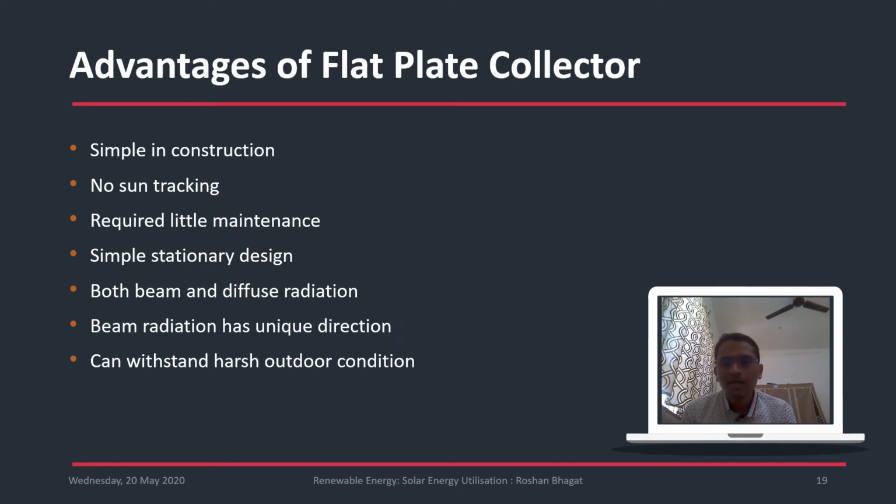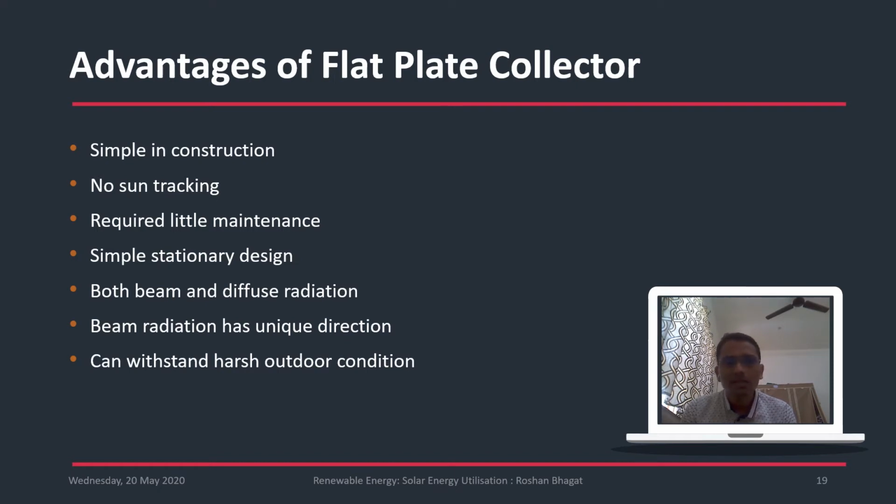Now let us see some of the advantages of the flat plate collector. It is simple in construction, with no tracking of the sun, so you don't need to actually track the sun in case of a flat plate collector. It requires little maintenance, as there are no moving parts. Also, you don't require highly reflective surfaces, so that kind of maintenance is eliminated in case of a flat plate collector. It absorbs both beam and diffuse radiation, which is also one of the advantages. The simple stationary design means you don't need to track the sun.